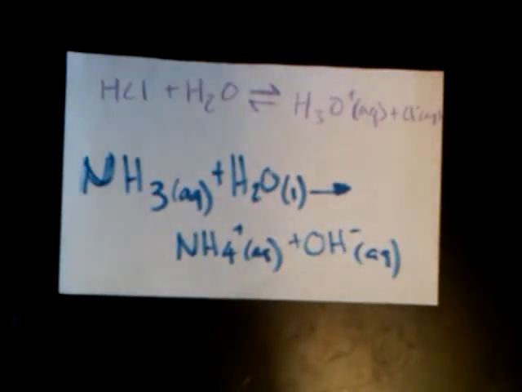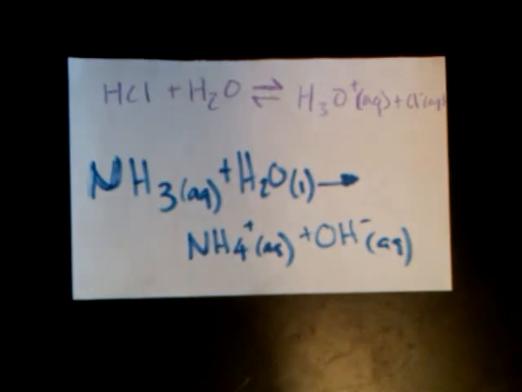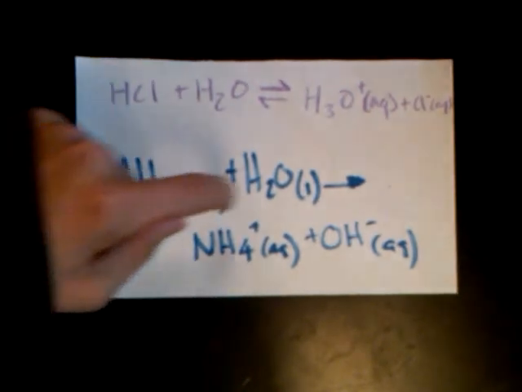Like in these two equations. In the first one, there is no hydrogen, which shows that it cannot be an Arrhenius acid. And in the second one, you might see the hydroxide ion, which would say that it's an Arrhenius base. But it's not, because there is no hydroxide ion in the original equation.